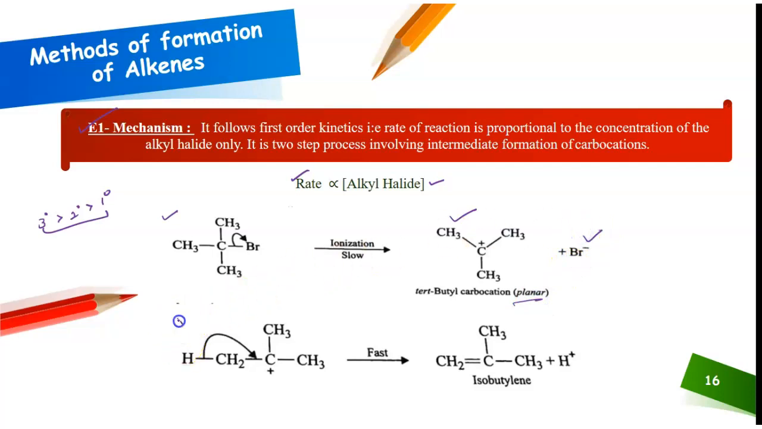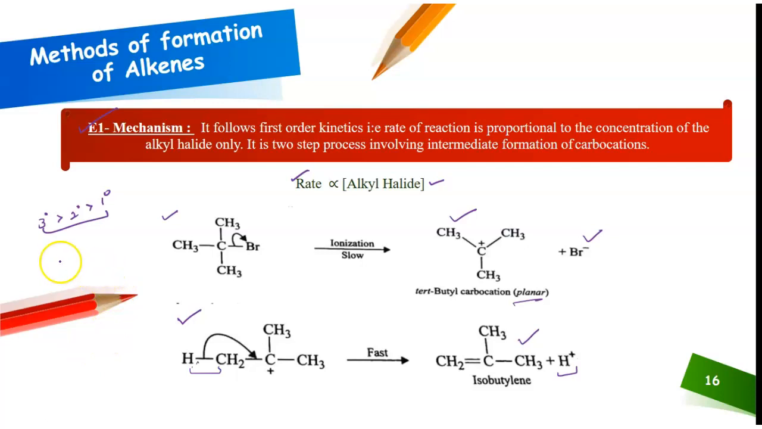Okay, so the tertiary carbocation formed, which is a planar chemical species, and Br negative left as such. Now on this tertiary butyl carbocation, what will happen is, quickly the electrons from this particular CH bond will get shifted to this carbon carrying positive charge, resulting in the formation of isobutylene, and H positive leaves as such. Now this H positive and Br negative will react with each other to give HBr. So this is how the mechanism occurs in this particular case.